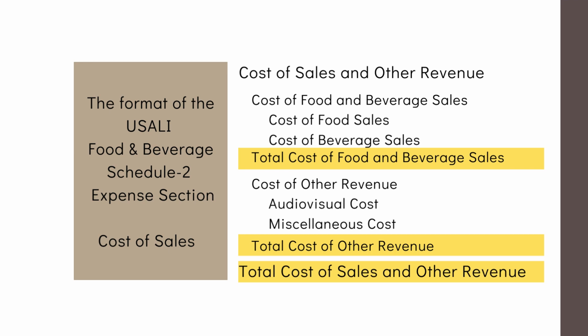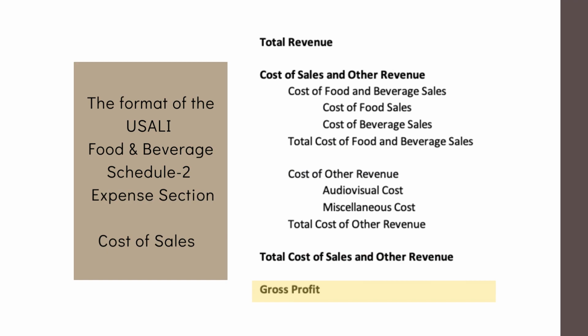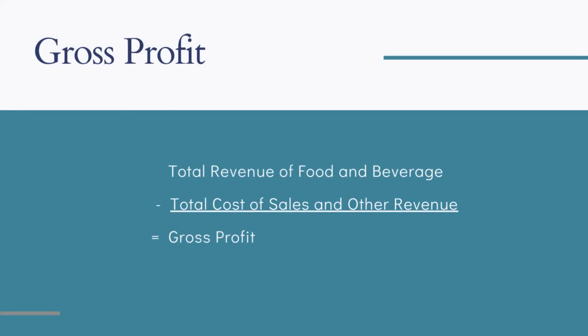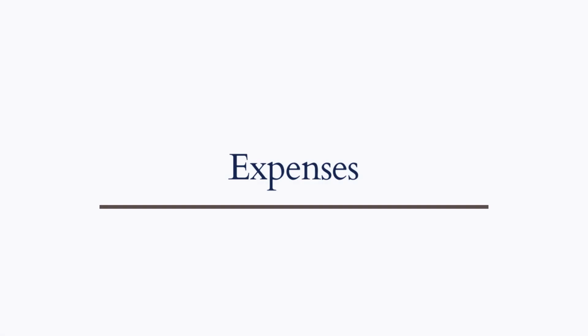From here, we calculate the gross profit. This is done by subtracting the total cost of sales and other revenue from the total revenue of the food and beverage department. So, by carefully examining these cost and expense components, we're able to get a clear picture of the financial landscape within the food and beverage department. Now, let's dive into the expenses section.